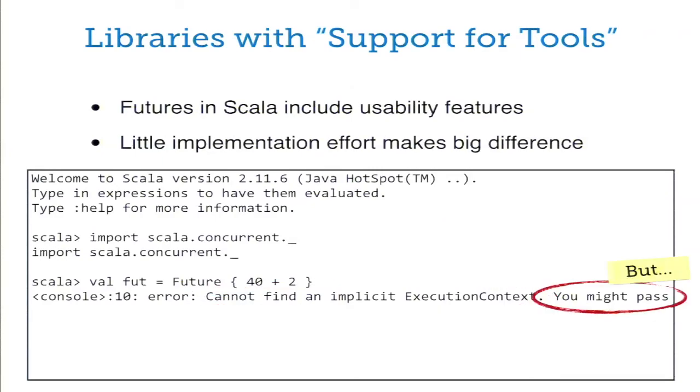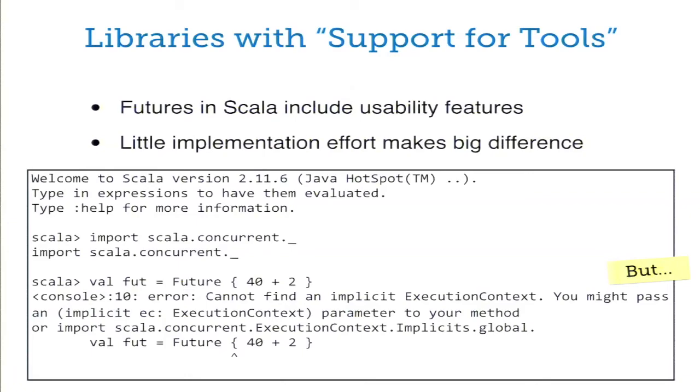What is an execution context? Why is it implicit? And why do I need that, right? So to a beginning programmer, that's not very useful, right? If you're not a Scala expert, you don't know what's going on. But it continues, right?